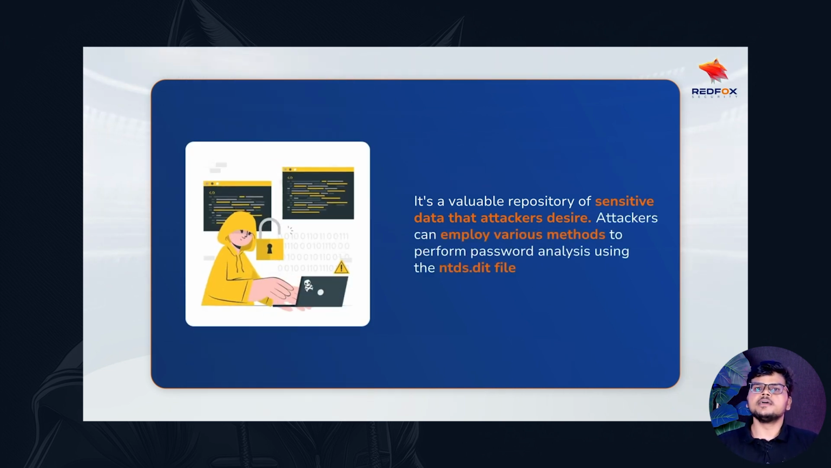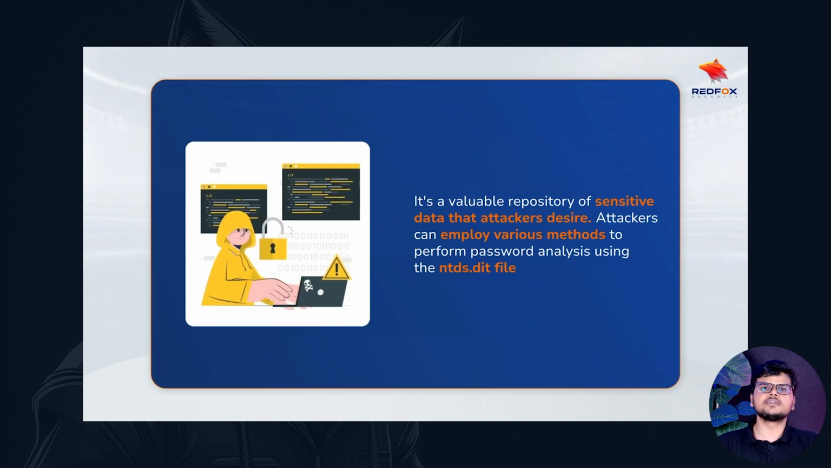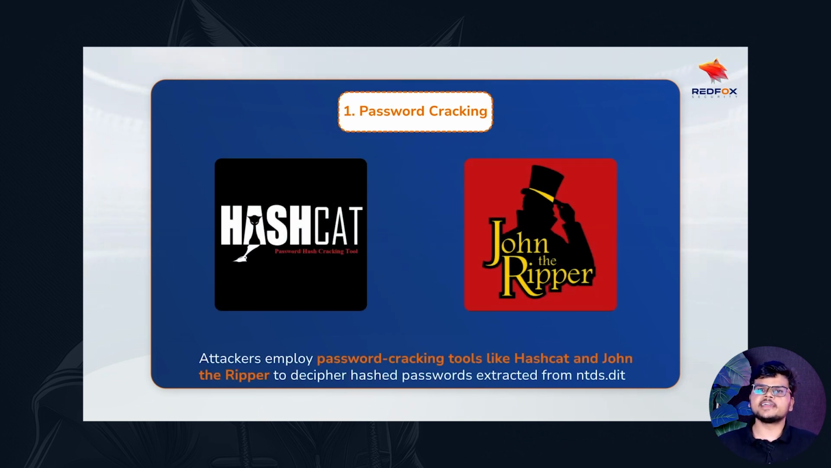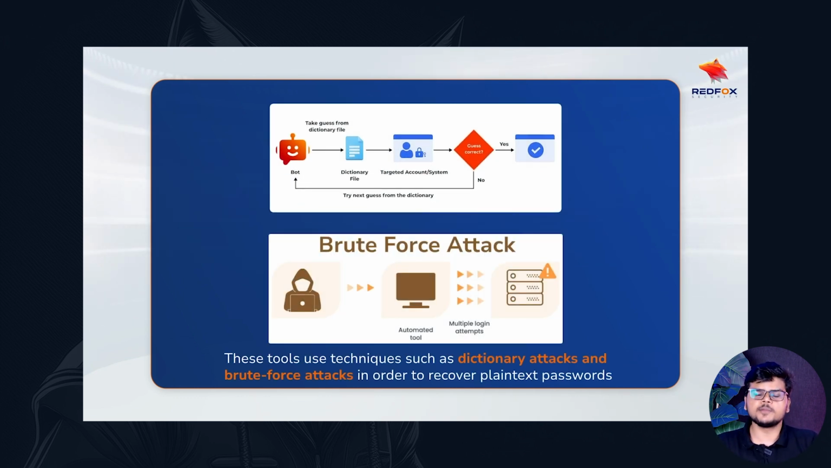Attackers can employ various methods to perform password analysis using the ntds.dit file. Password cracking. Attackers employ password cracking tools like Hashcat and John the Ripper to decipher hashed passwords extracted from the ntds.dit file. These tools use techniques such as dictionary attacks or brute force attacks in order to recover plain text passwords.